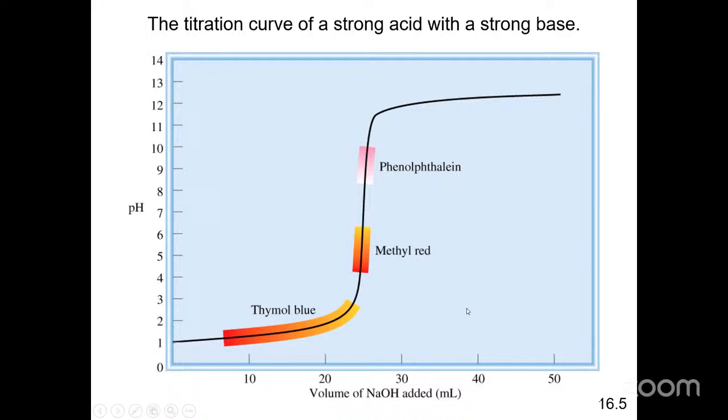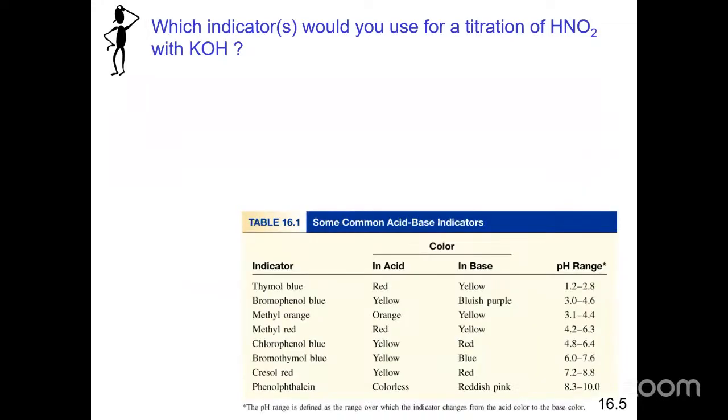So in this particular experiment, the appropriate choice of an indicator would be either methyl red or phenolphthalein, but thymol blue would definitely not be a good choice of an indicator to indicate the equivalence point of this particular titration, all right? So with that said, let's look at this example.